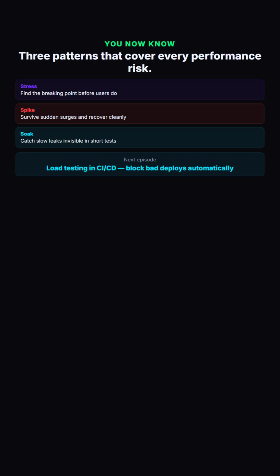In the next episode, we are going to take all of this capability and bring it directly into your development workflow by integrating load testing into CI/CD. We will build a GitHub Actions pipeline that runs a load test automatically on every pull request and fails the build if performance degrades, the same way your unit tests fail the build if correctness degrades.